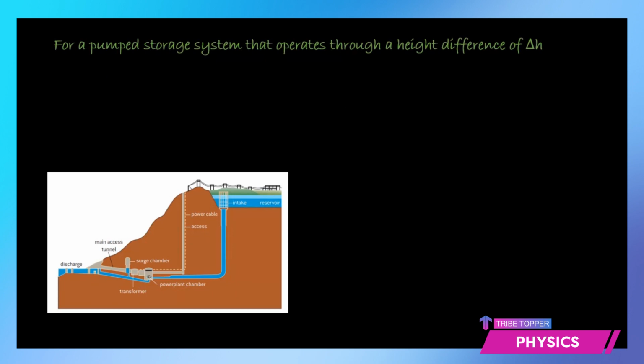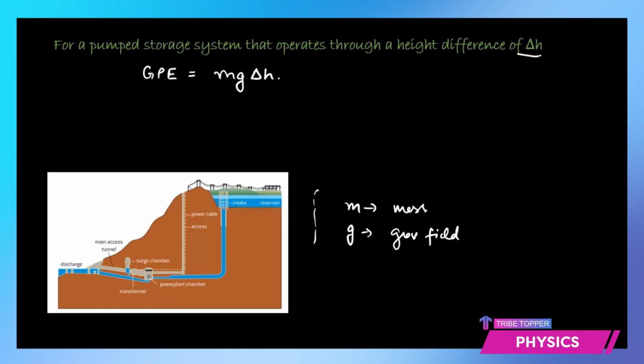So let's see how much energy can be produced per second here. A pumped storage system operates through a height difference of delta H, so it's basically the gravitational potential energy of the water stored at a height, where the difference in the heights of the two levels is delta H. So gravitational potential energy would be m g delta H, where m is the mass of the water that moves through the generator, g is the gravitational field strength, and delta H is the difference in height.